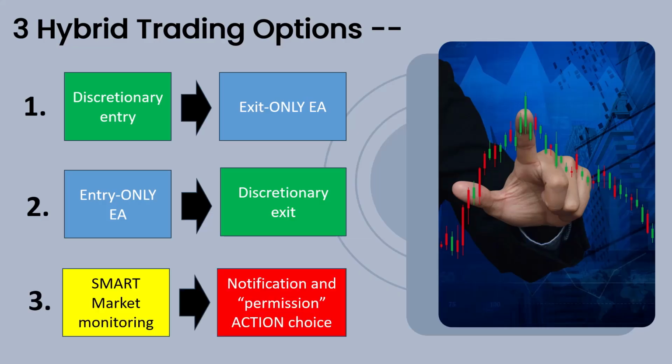And the third is what I would call smart market monitoring. And this is permission-based hybrid trading where it will notify you when things are going on, and then you give permission for a particular action choice, whether to trade, to close, or that something interesting is going on in the market and you possibly need to have a look at your account generally. So those are the 3 options.